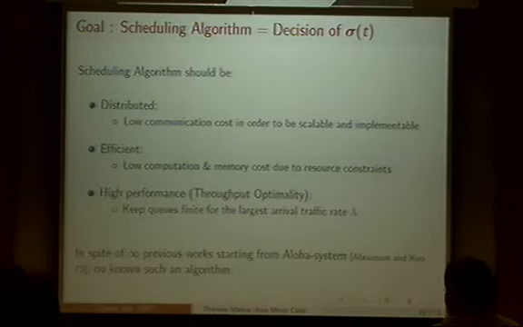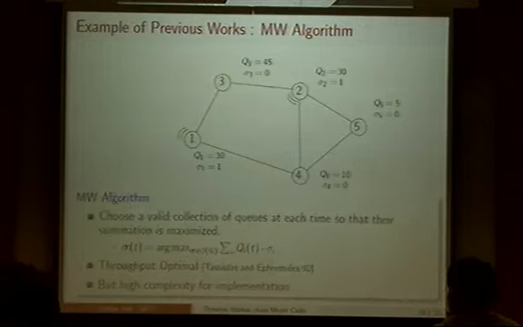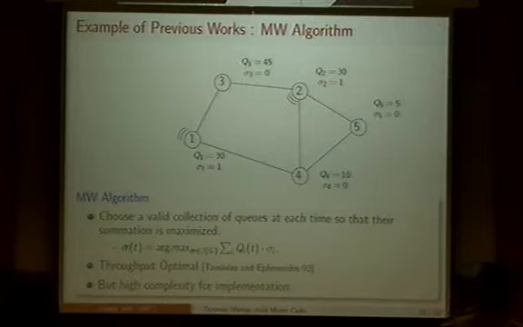As an example of previous work, I'm going to explain one of such popular algorithms, which is called the max weight algorithm. This is a network of 5 queues, and queue sizes are given like this. The queue size of node 3 is 45, and of node 2 is 30. The max weight algorithm suggests that you choose a valid collection of queues at each time so that their summation is maximized.